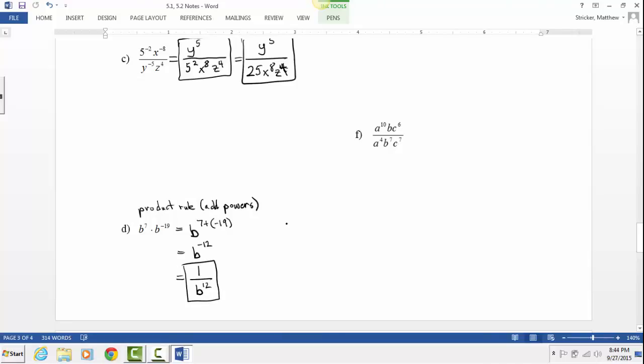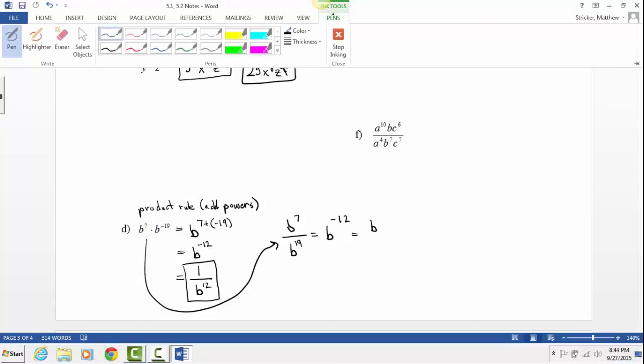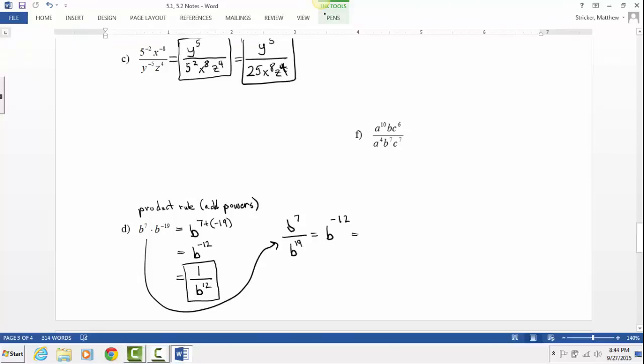Of course, the other way we could think about this, this is option number 2, is we could move the 19 to the bottom. This is a negative 19. This is kind of the other way of doing this. And then we can subtract the power. 7 minus 19 is negative 12, which of course is 1 over b to the positive 12. Either way gets you the correct answer. One way is not more correct than the other.